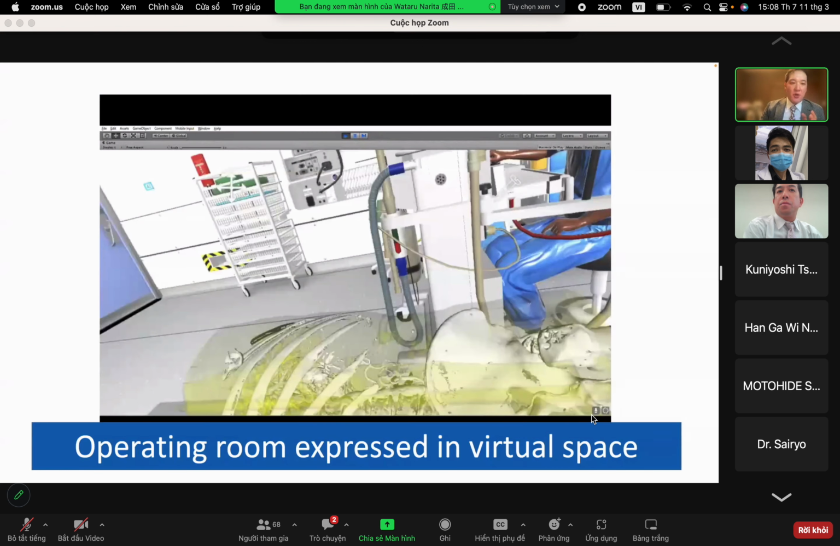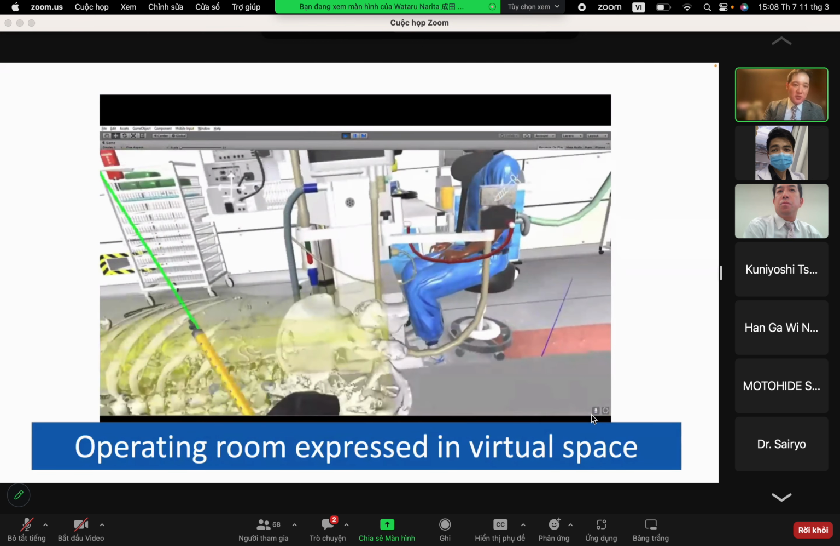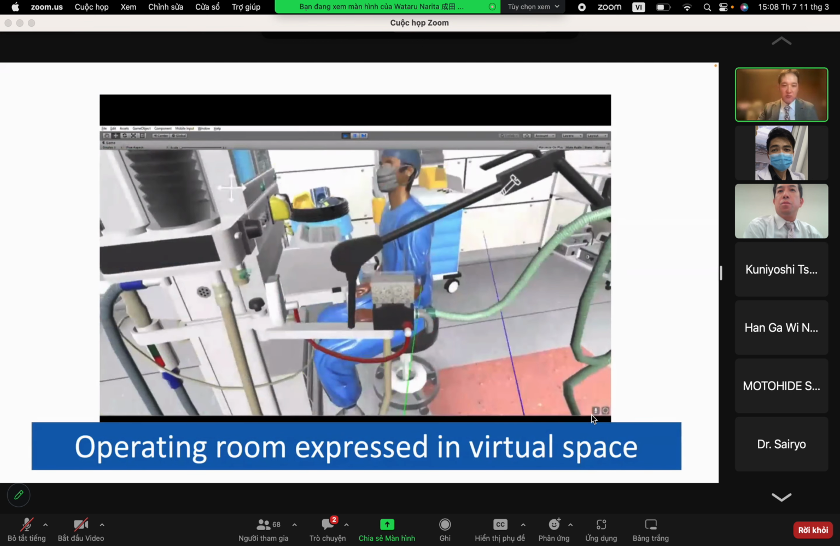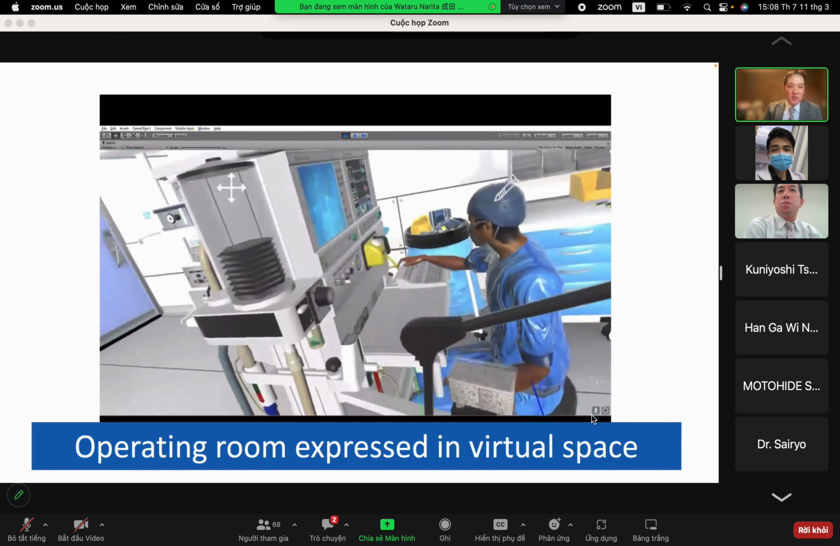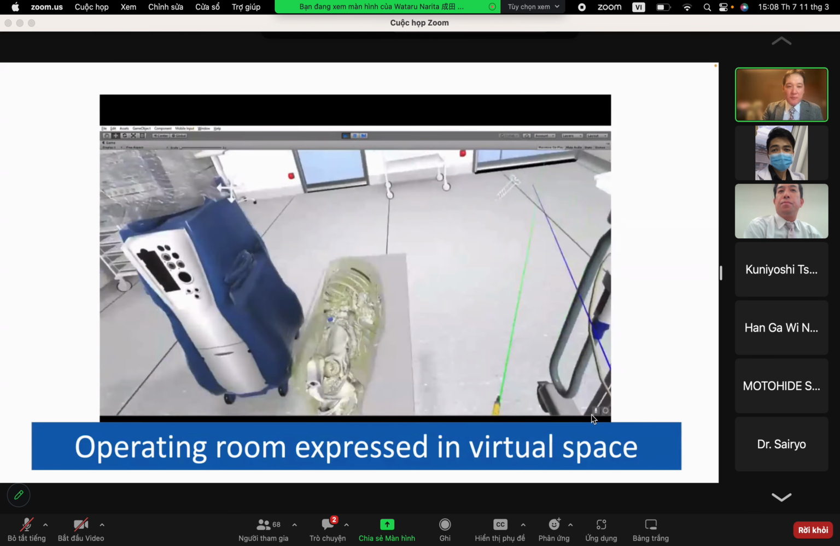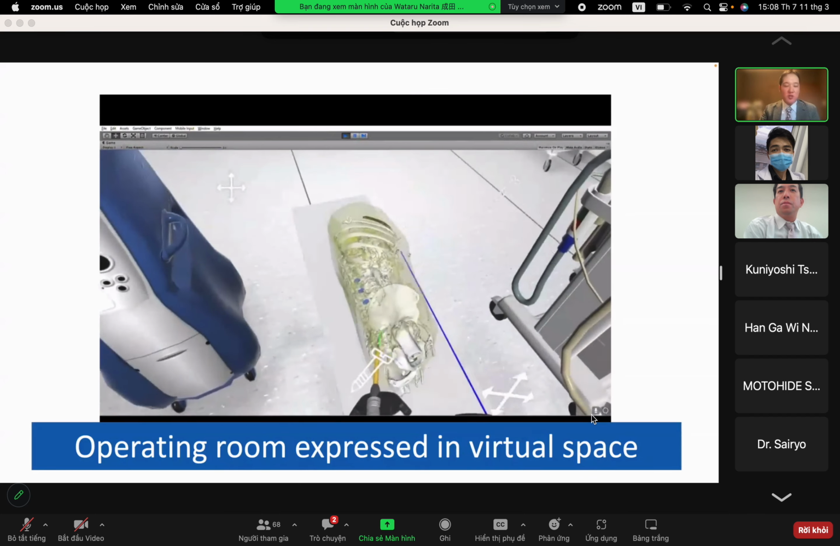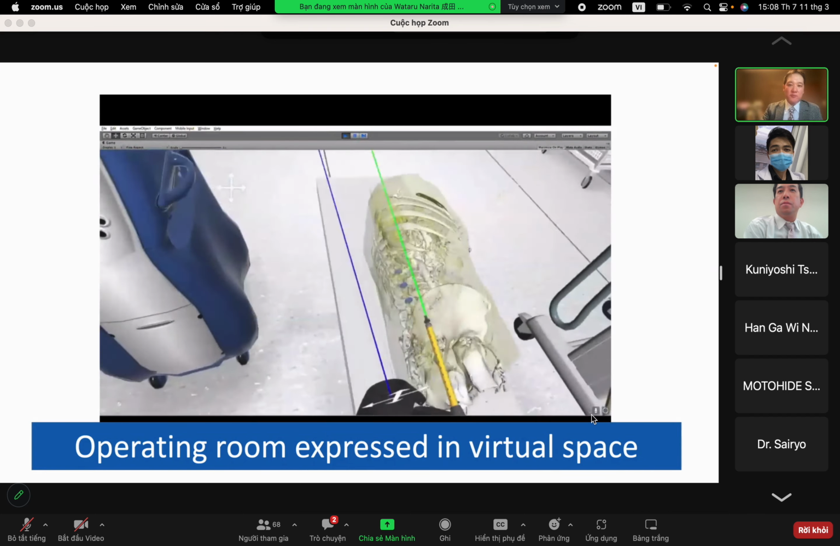This is converted and expressed in the virtual reality room, and we can see 3D images like this with the goggles.